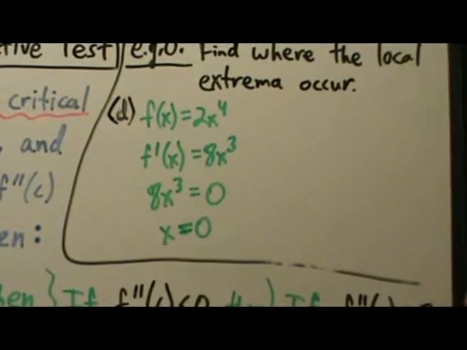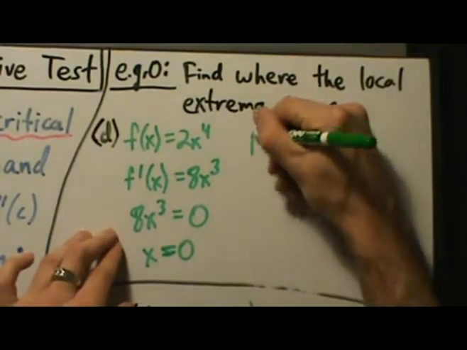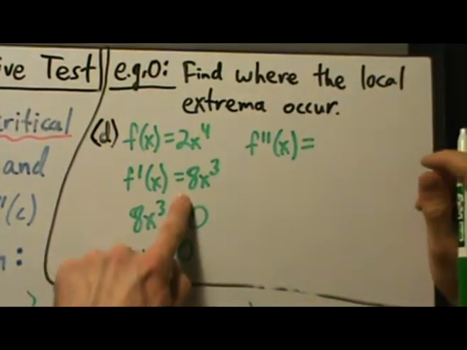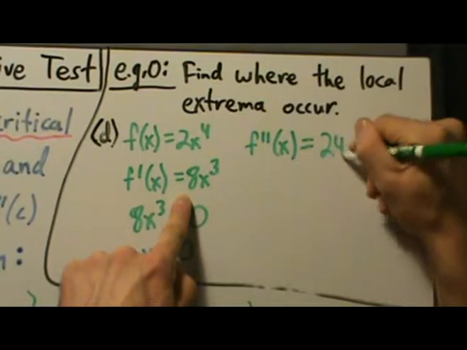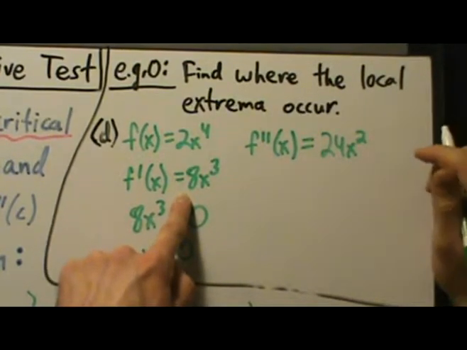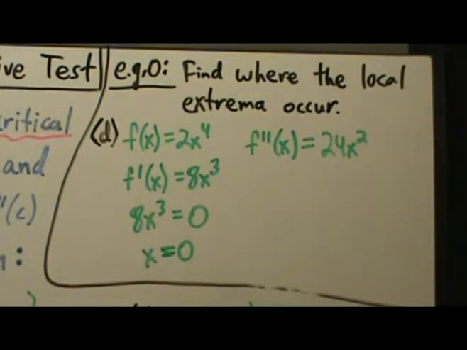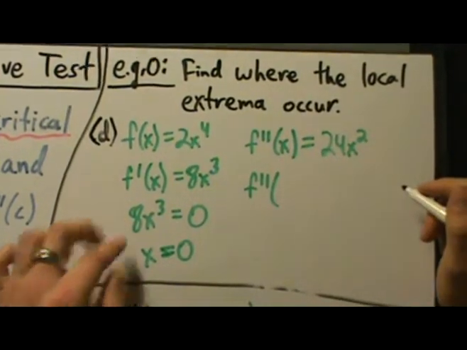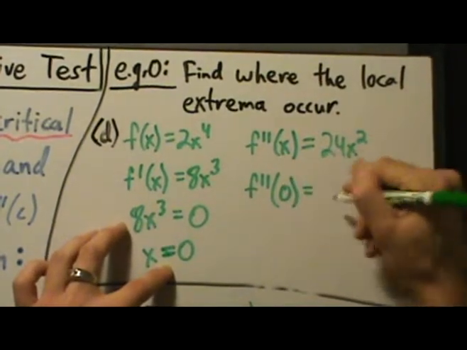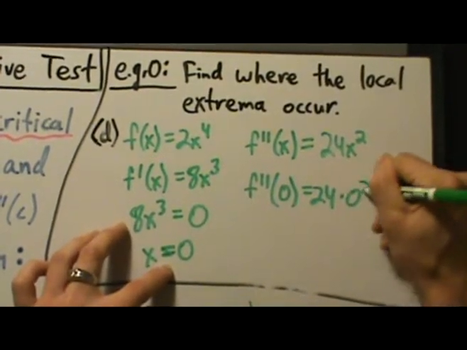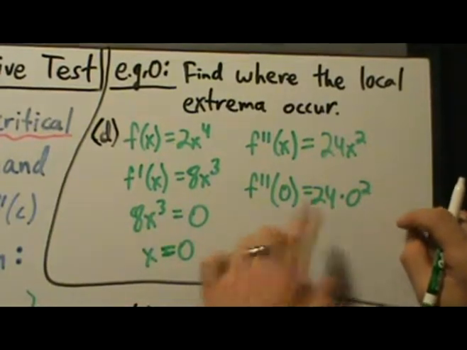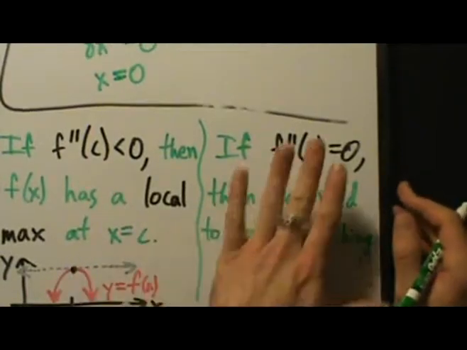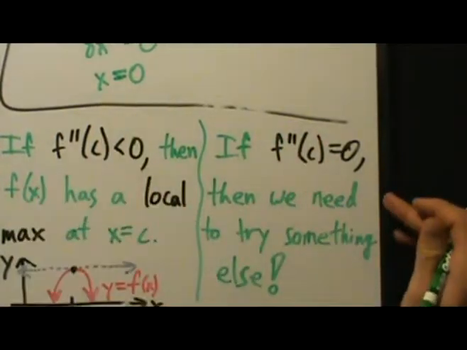So now we go to the second derivative, f double prime of x, and that's going to be 24x squared. The next step in the second derivative test is to evaluate the second derivative at this critical point x equals 0. So f double prime of 0 equals 24 times 0 squared. 0 squared is 0, 0 times 24 is 0, so this is just 0. So here we are again in this case: if f double prime of c is 0, then we need to try something else.